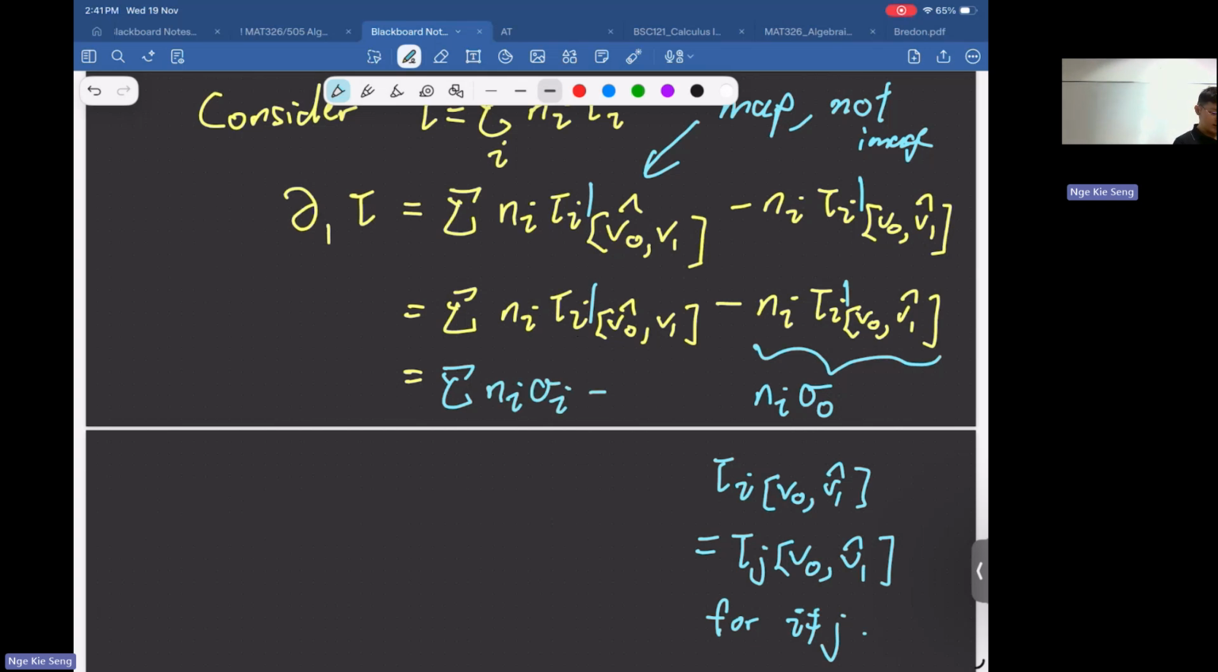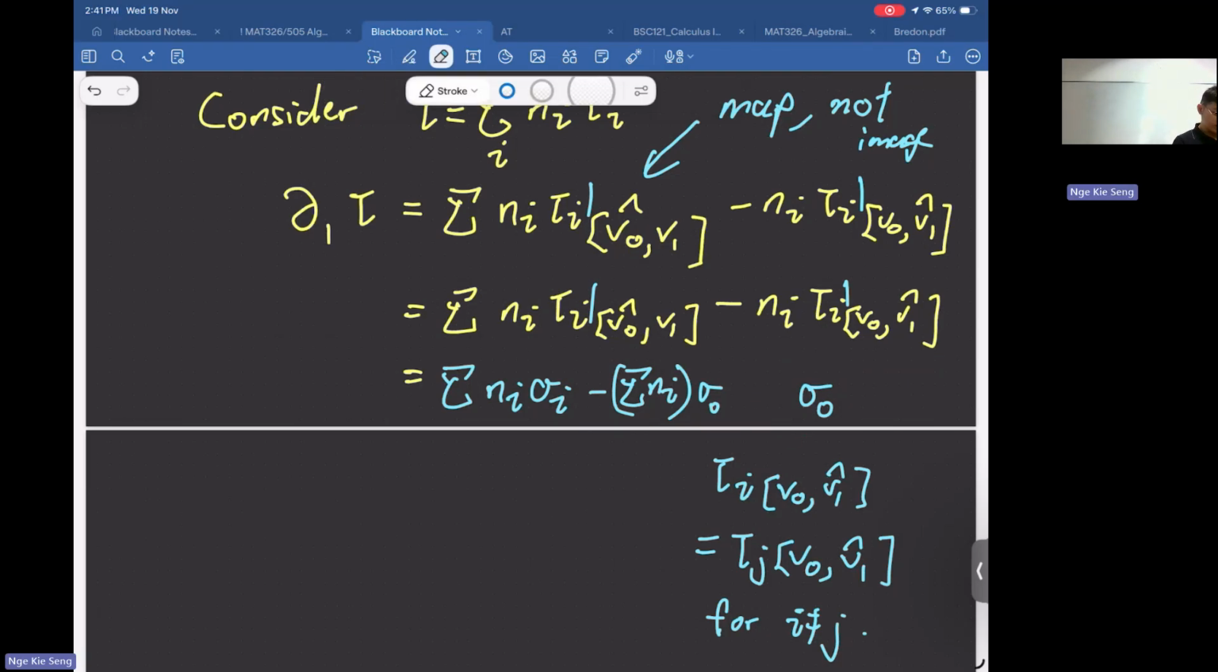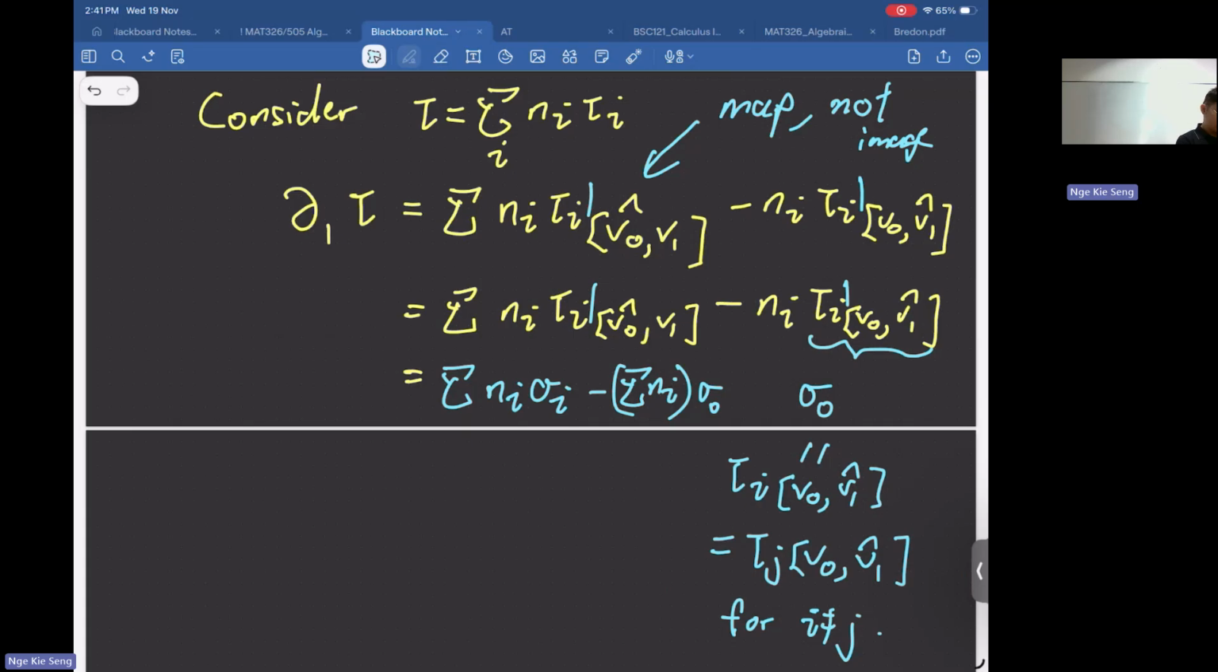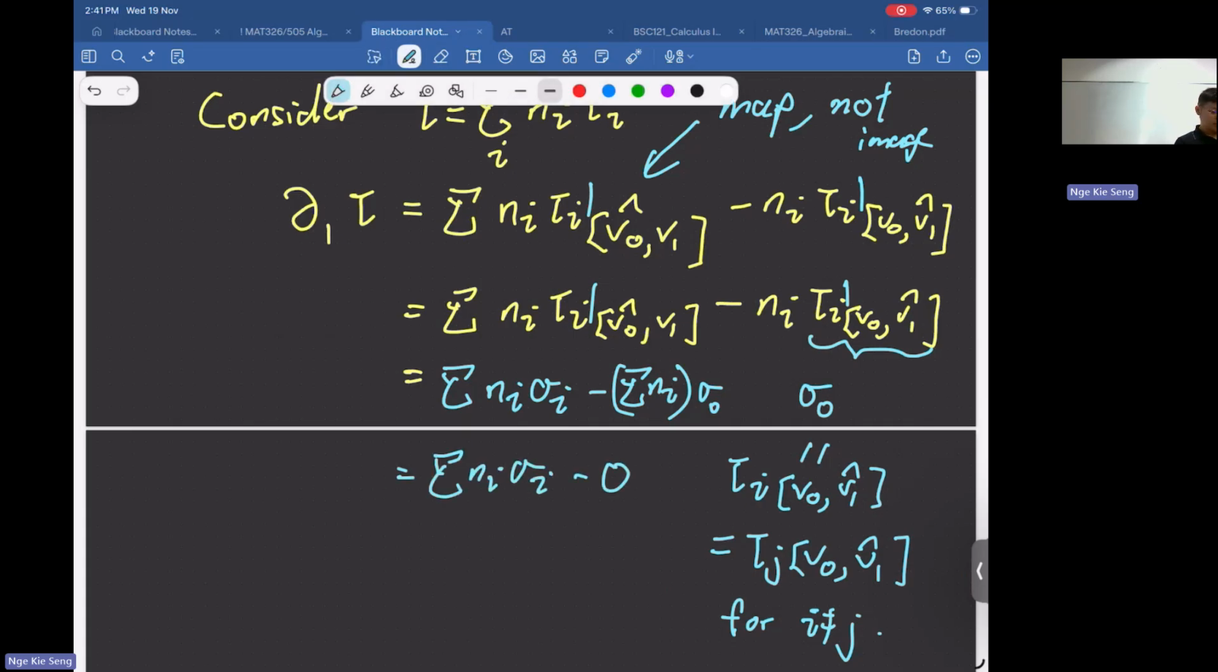So in the end, in this case, we can actually factorize the sum of ni from this ending map, sigma i. So let's call all these things sigma i. Then you get the sum of ni sigma i minus sigma 0, because it's in the kernel. This sum is 0, so you get the sum of ni sigma i. Does it make sense or not?